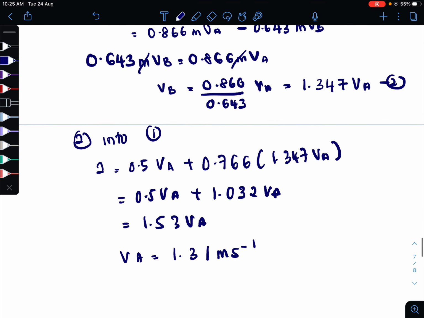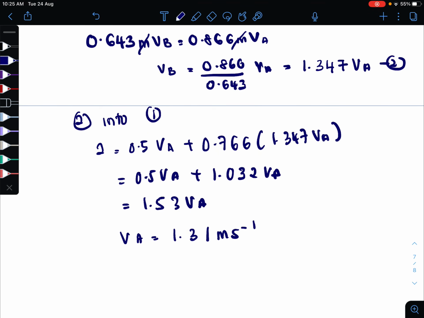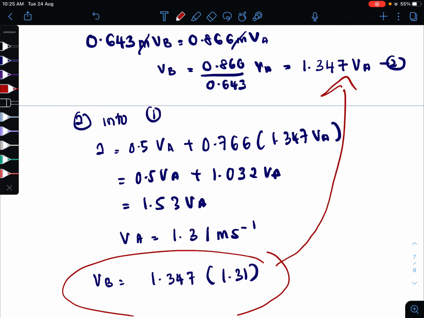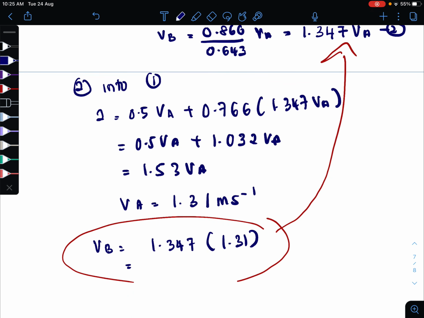So since you have got your VA, you can substitute this into your equation 2 to get your VB. VB akan sama dengan 1.347 VA. 1.31. This one is basically this one here. Alright, awak substitute saja kat dalam sini. 1.347 times with 1.31, you will get 1.76 ms negative 1. So this is your VA and this is your VB for your car A and car B. Alright.